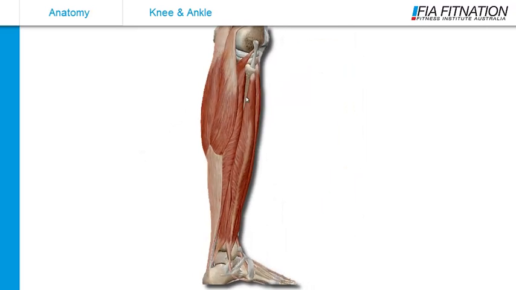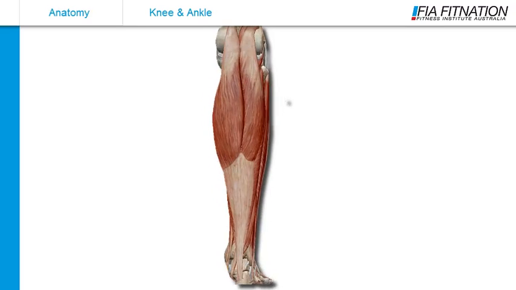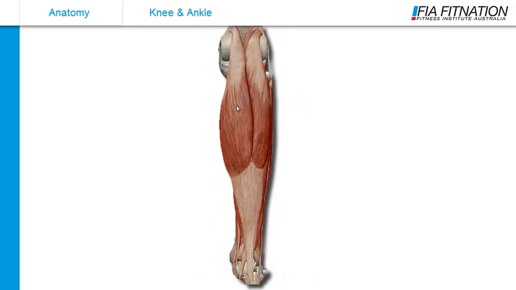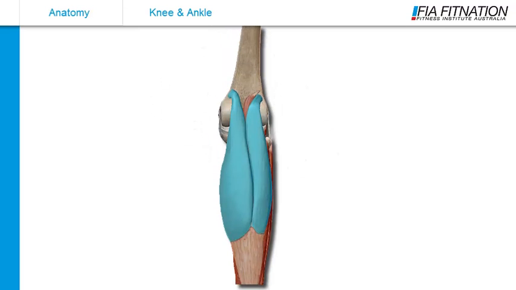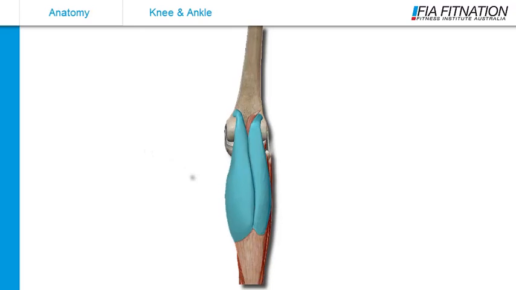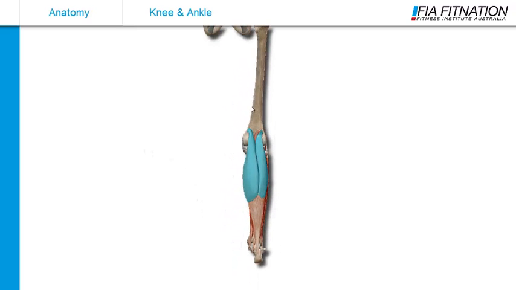Okay, moving to the lower leg now. So we've got a number of muscles to bear in mind. We'll start with the largest of the lower leg muscles, called gastrocnemius, meaning 2 bellies. Now this is a 2-bellied muscle which, because it crosses the knee but also crosses the ankle, it's both a knee flexor and an ankle plantar flexor.